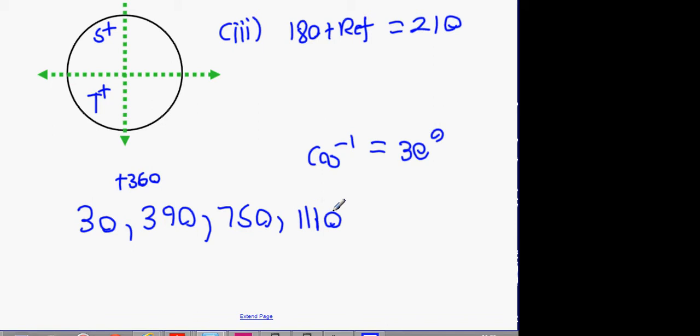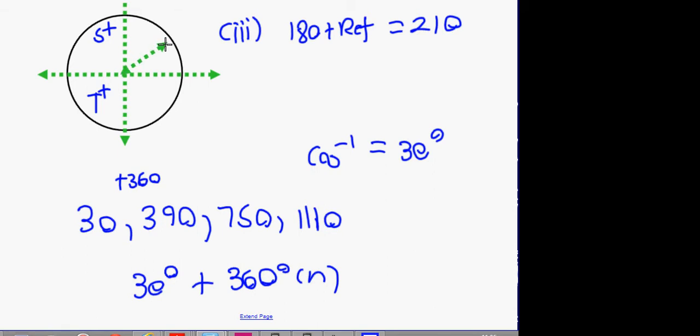Now guys, stop here. You're not going to write them all out, are you? Because it doesn't tell you when to stop. So you could write it out like this: 30 degrees plus 360 degrees multiplied by n. What does n stand for? How many revolutions you do.